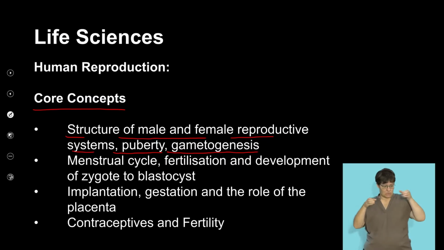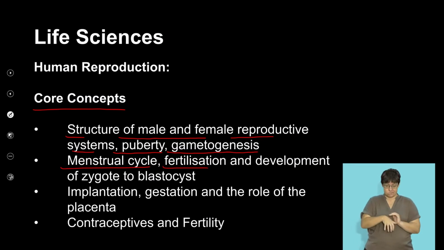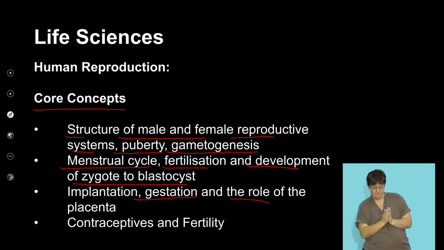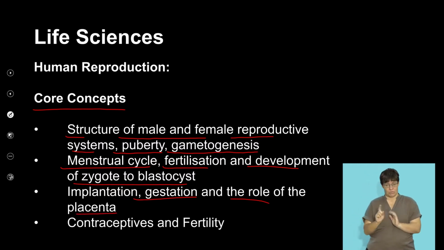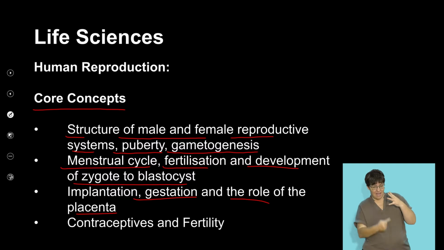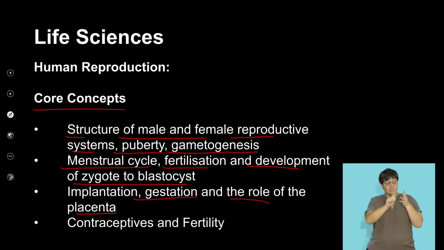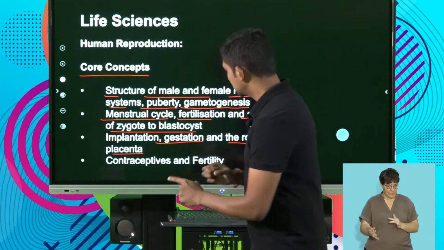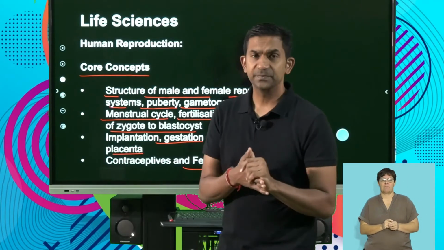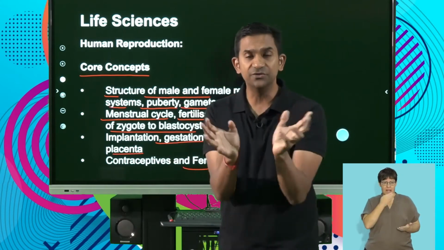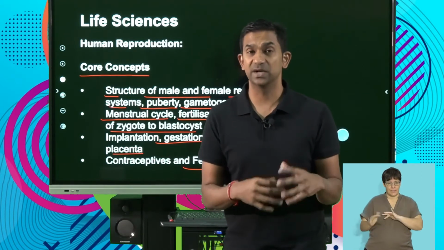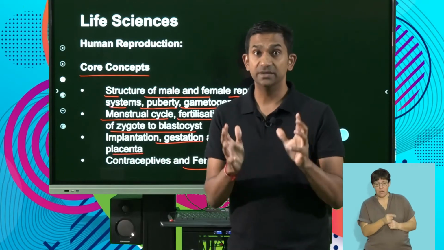We also need to look at the process of the menstrual cycle, the concept of fertilization and what happens after that, and the development of the zygote to the blastocyst. We also spent some time looking at the process of implantation as well as the gestation period and the role of the placenta. And then finally, you should revise the concept of what contraception is, the different methods of contraceptive measures that are taken, as well as the treatment of infertility, or what fertility means. So that's an overview of the key concepts that you need to revise when studying for the section on human reproduction.